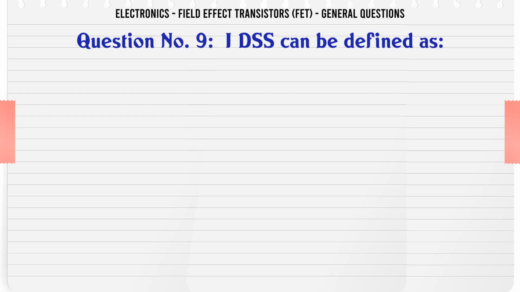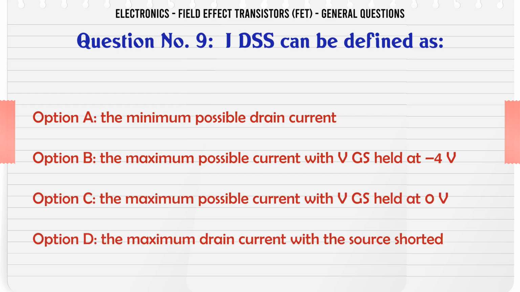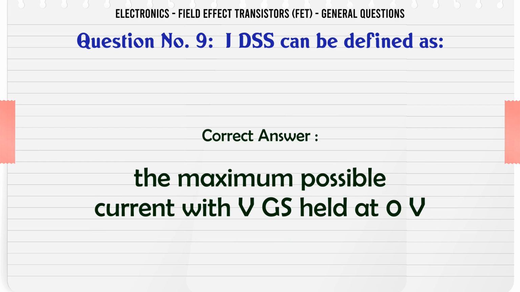IDSS can be defined as A. the minimum possible drain current, B. the maximum possible current with VGS held at 4V, C. the maximum possible current with VGS held at 0V, D. the maximum drain current with the source shorted. The correct answer is the maximum possible current with VGS held at 0V.